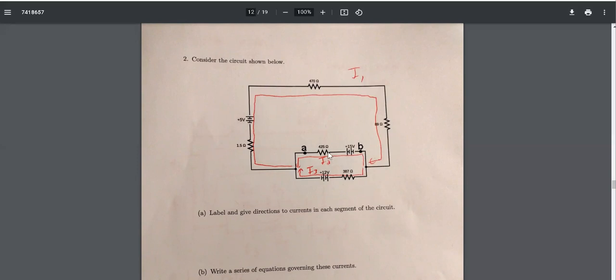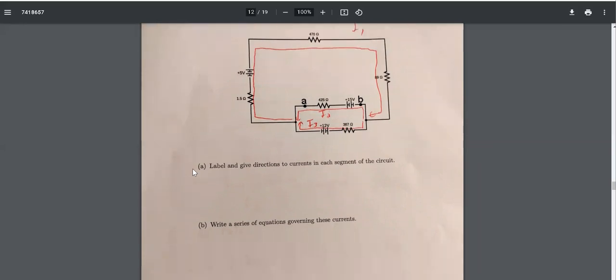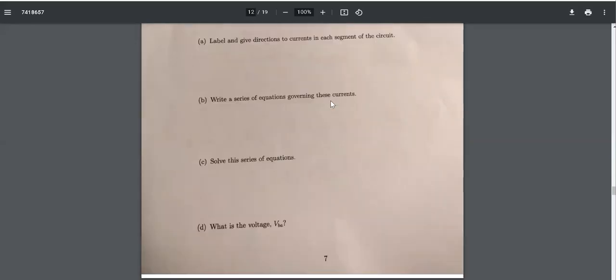Now here we get to a junction, which means that the current has to split apart. So I'll say I2 goes through this part and I3 goes through this part. Just like before, these directions are arbitrary. They could be coming the other way, or just one of them could be coming the other way, whatever. Okay. Now I'm supposed to write a series of equations that govern these.